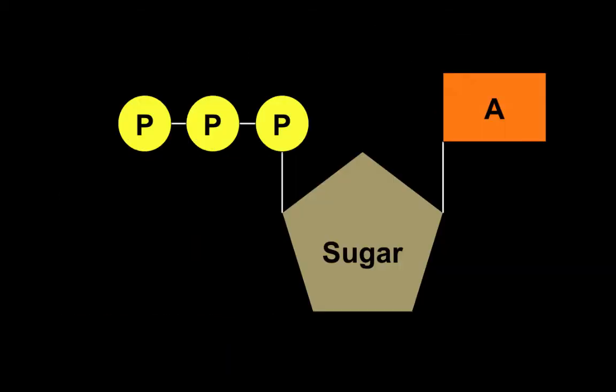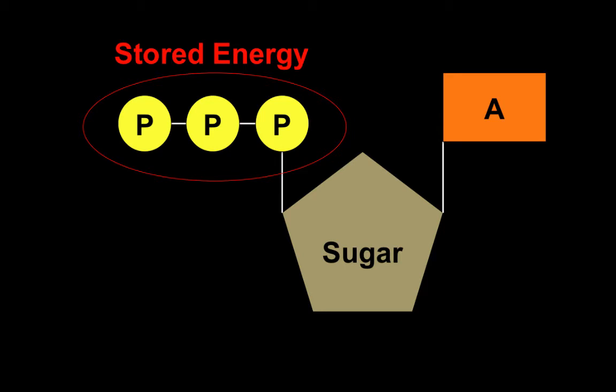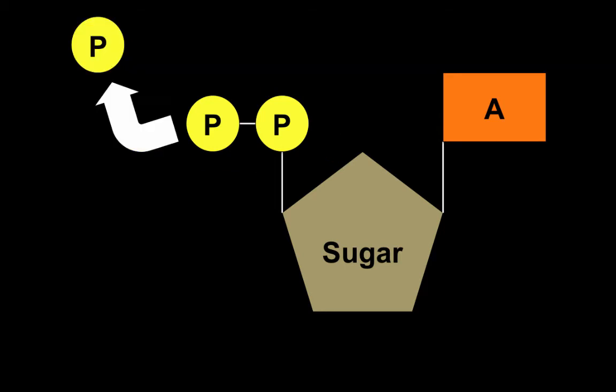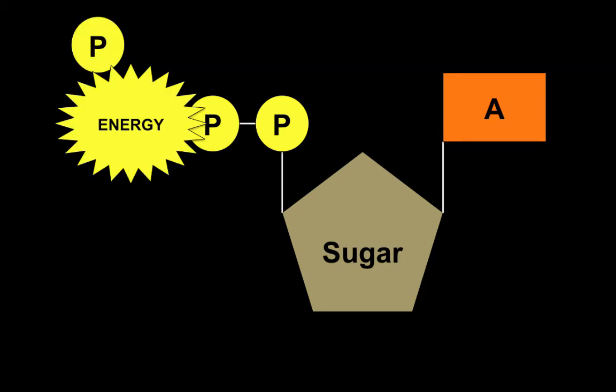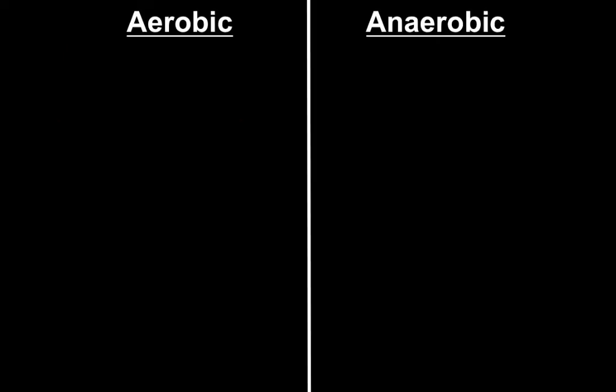Now remember, here's my ATP molecule. I've got a sugar, three phosphates, and a base, and it's those phosphates that store the energy. It's stored in the bonds. When I break one of them off, I can get energy back, and that's how your enzymes and everything like that get energy to function.